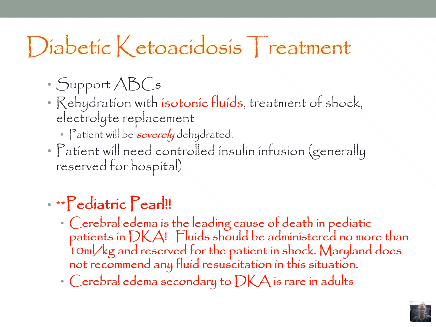So what do we do? In addition to supporting ABCs, rehydration with isotonic fluids is the mainstay of pre-hospital treatment of the DKA patient. Remember, these patients are pretty severely dehydrated, so the best thing that we can do for them is fill them up with some fluids. It will cause a pH shift where insulin will work better in that setting.